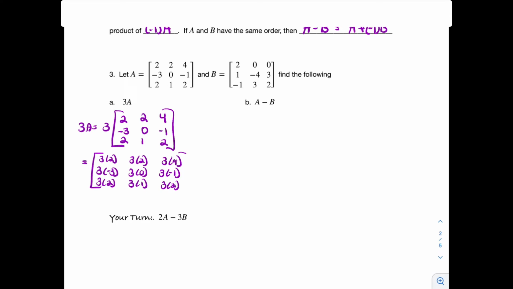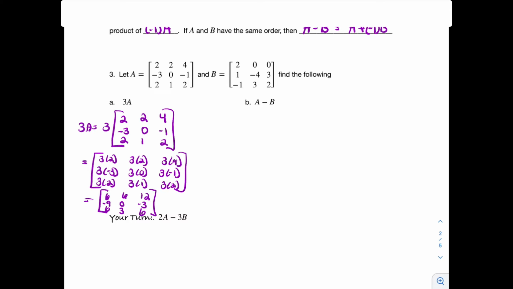Again, this matrix work here is not required. You can go straight to your answer. 3 times 2 is 6, 6, 12, -9, 0, -3, 6, 3, and 6. It's hard to read what that says, but you can skip this step.